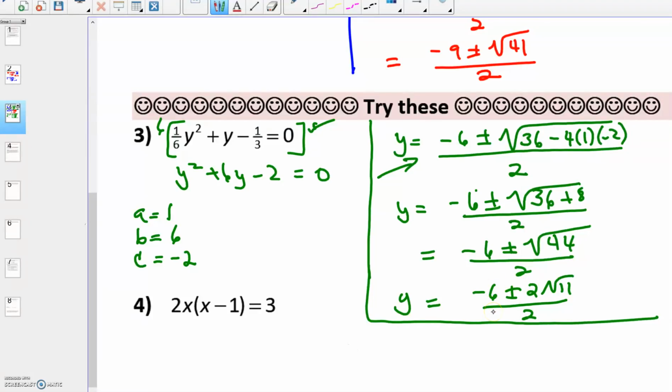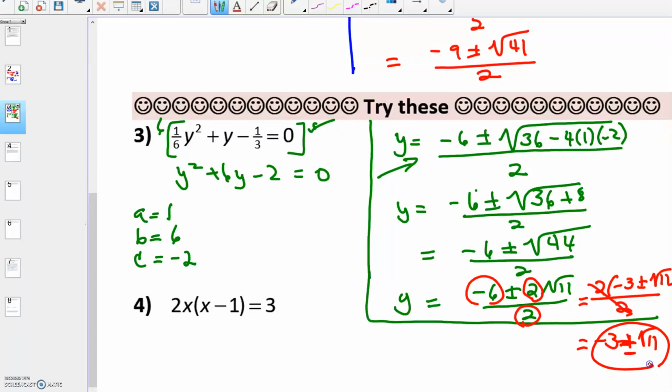Notice that right here I have these two terms and a 2 here. So if I were to divide everything by 2, I'd have to factor out the 2. I'd be left with negative 3 plus or minus the square root of 11 over 2, and these cancel. My final answer is going to be negative 3 plus or minus the square root of 11. So if there is a number that goes into all 3 of these spots evenly, it will reduce.